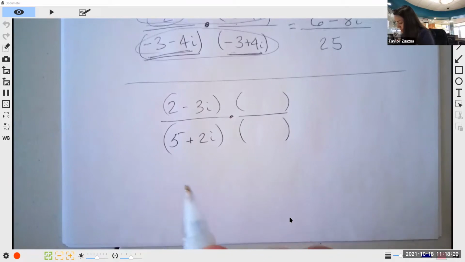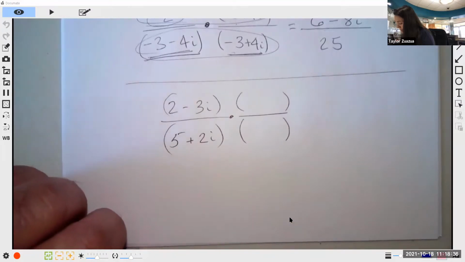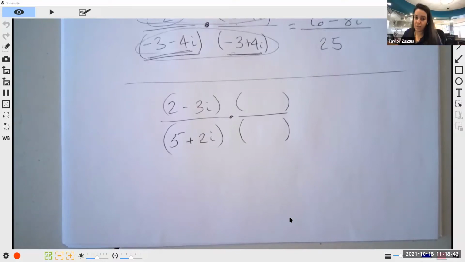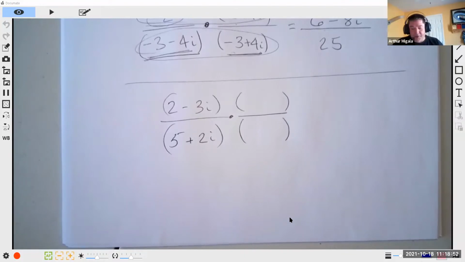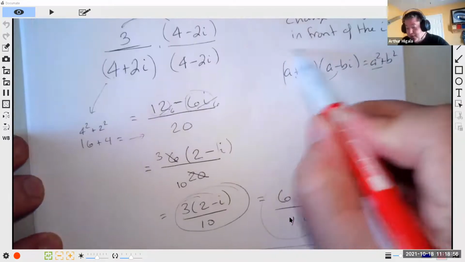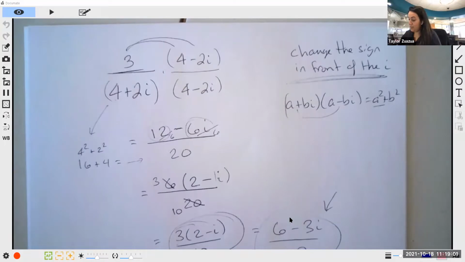What is it? The a plus bi and then a minus bi. So what's the only thing that changes in those parentheses? The sign. What sign? Negative or positive. The sign in front of the i. That's the only thing that changes. Oh, the sign in front of the i. Yeah, I even put that up here. I wrote that. I missed it.